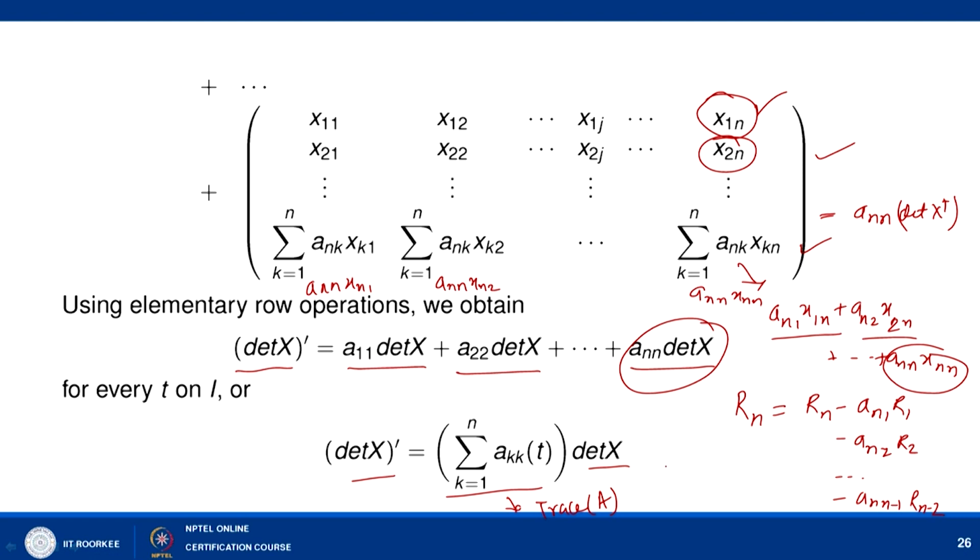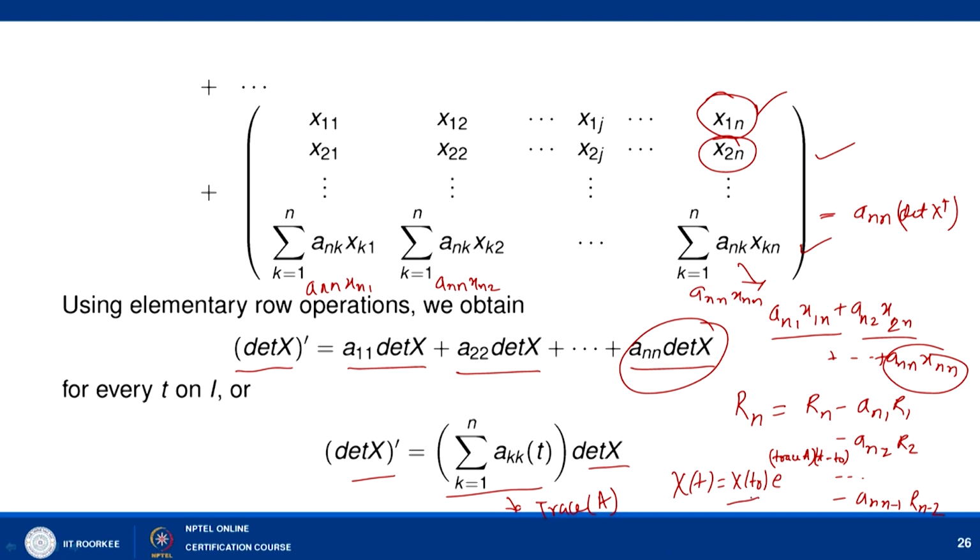And if you look, this is nothing but a first order differential equation, and we can find the solution as determinant of x of t equal to determinant of x of t naught into e to the power of trace of A times t minus t naught, right, and here you can simply say that t naught is any initial point in the interval I.